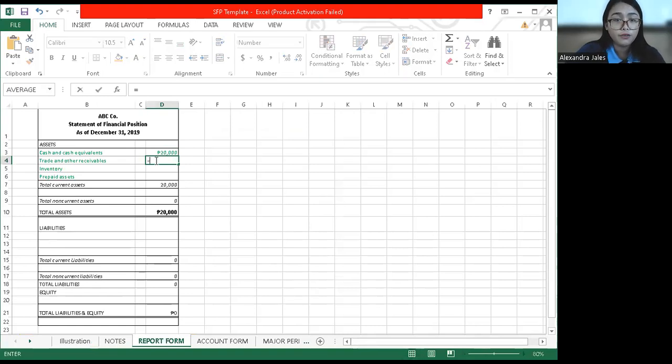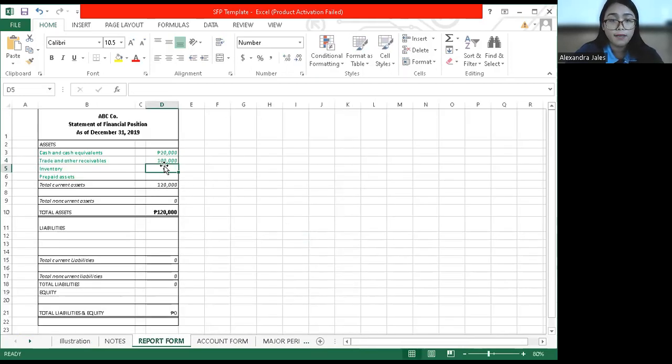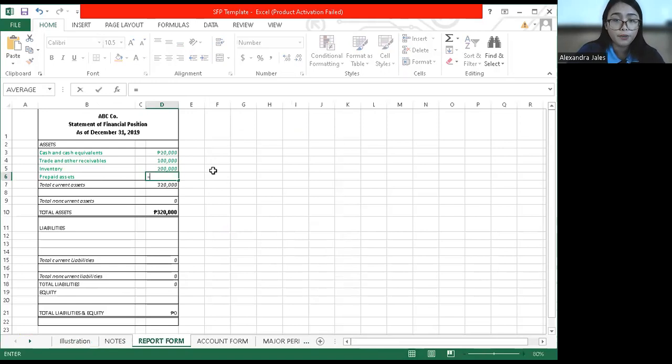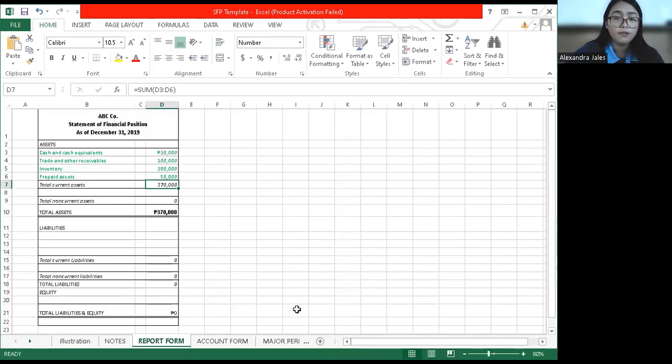How about your trade and other receivables? Trade and other receivables, it's 100,000 pesos. How about inventory? How much is your inventory? We do not have inventory here. All right, okay, this is our inventory. And then your prepaid assets. How much is your prepaid asset? It's 50,000 pesos. In total, we have 370,000 pesos for your current assets.